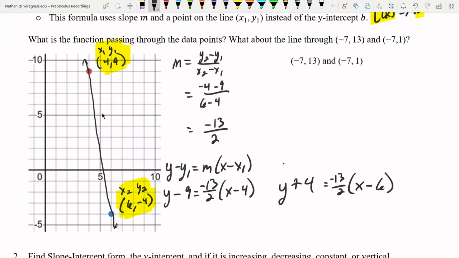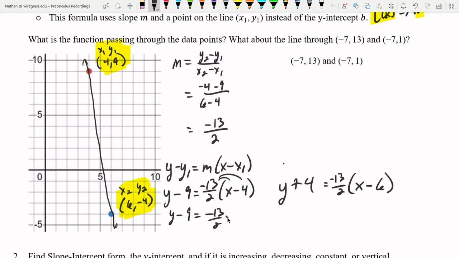Both of these lines define this relationship here. Both of these equations do that. They, however, look different. And this is the reason why, whenever we have an equation of a line, we like to solve for the slope-intercept form. In other words, get y by itself. So I'm going to do that by distributing this.